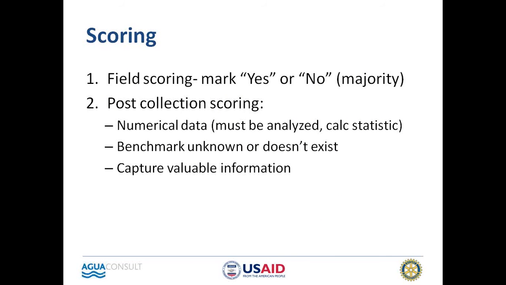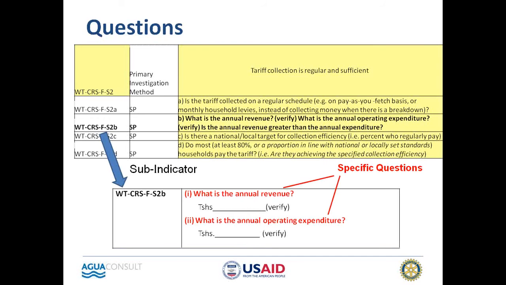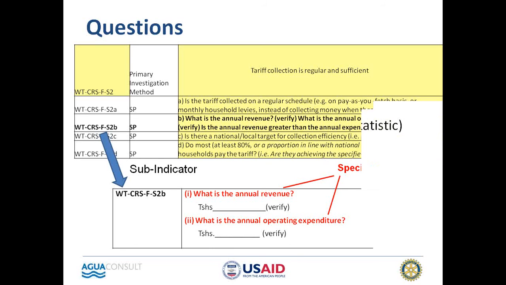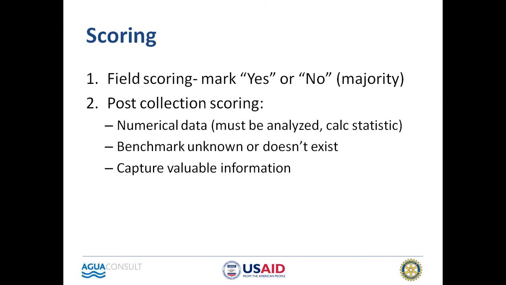An important issue with regard to the methodology of the Sustainability Index tool is the scoring. Some questions can be scored in the field, such as the previous question, in which, if we look back, we see the annual revenue and the annual operating expenditures. Once we know that information, we can compare the 2, and if the annual revenue is greater than the annual operating expenditures, that would be coded as a yes, and if it was less than, it would be coded as a no. So that would be a case where the enumerator could do scoring right on the questionnaire, and that would be an example of field scoring.